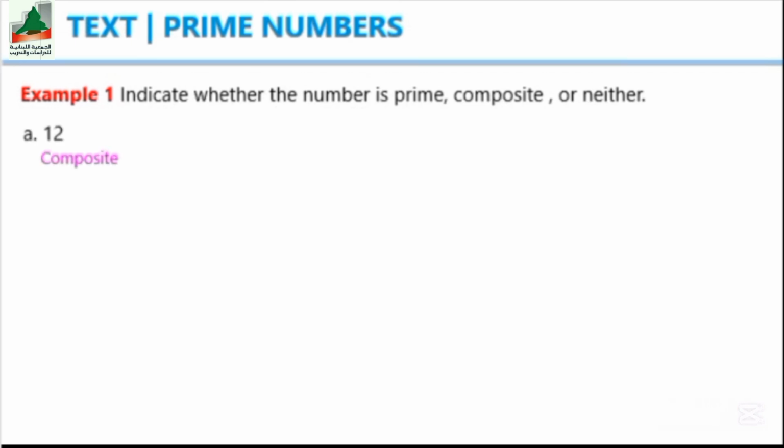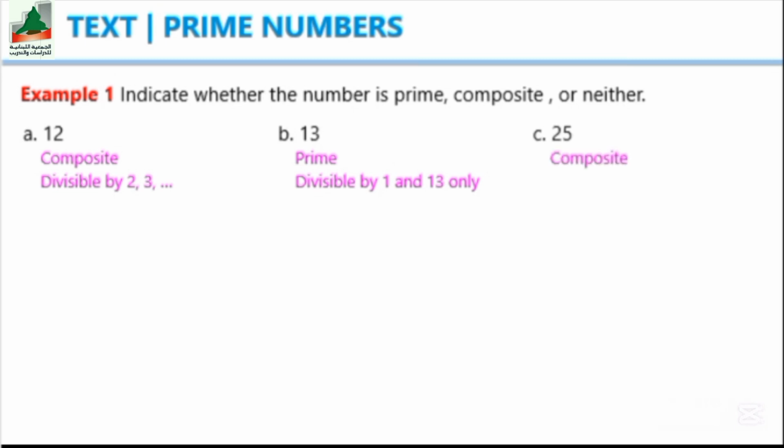12 is a composite number since it is divisible by 2 and 3, so it is composite. 13 is a prime number since it is divisible only by 1 and itself. 25 is a composite number since it is divisible by 1 and 5. 1 is neither prime nor composite.